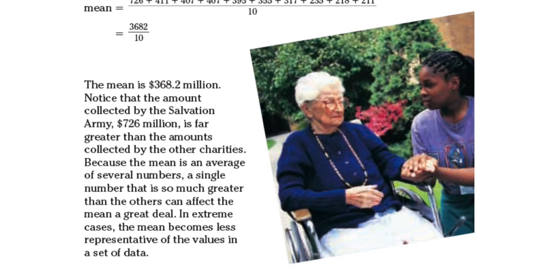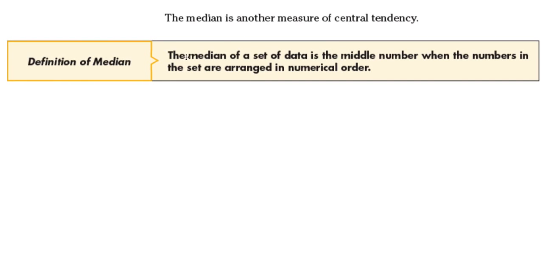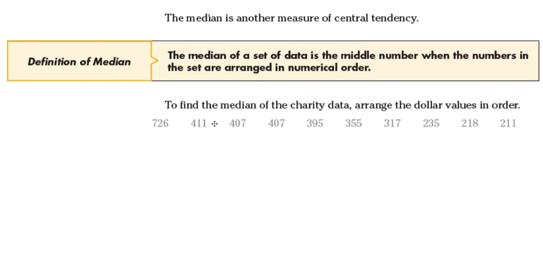Let's take a look at the next measure of central tendency. The median of a set of data is the middle number when the numbers in the set are arranged in numerical order. So we arrange the numbers from greatest to least value. If you notice, in our set there are 10 pieces, and 395 and 355 are the 5th and 6th pieces in the set respectively.